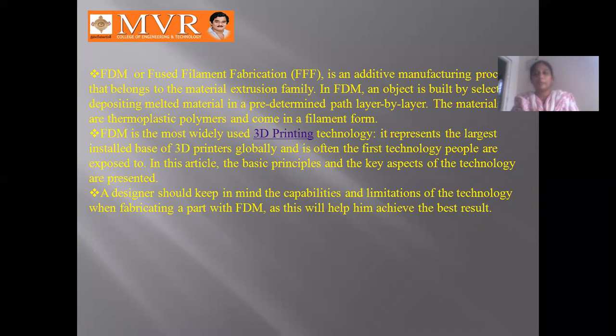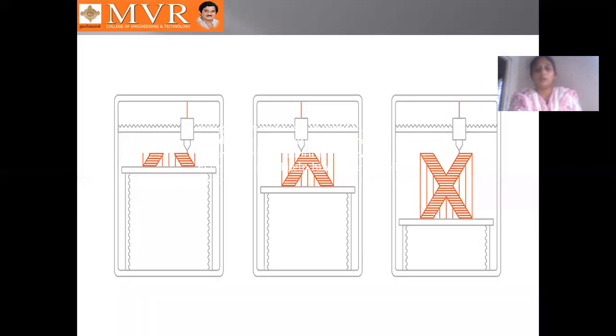This is filament fabrication, an additive manufacturing process, meaning material is added. It belongs to the material extrusion family, and the thermoplastic polymers come in filament form, widely used in 3D printing. It represents the largest installed base of 3D printers globally and is often the first technology people are exposed to. A designer should keep in mind the capabilities and limitations of the technology when fabricating a part with FDM, to get the best results.